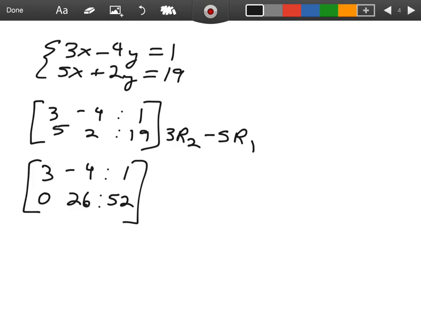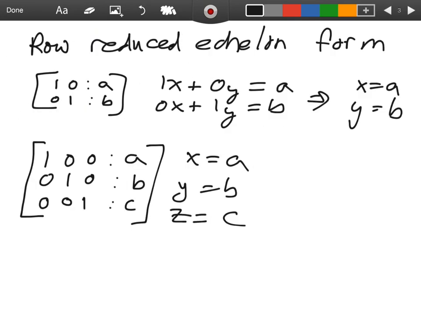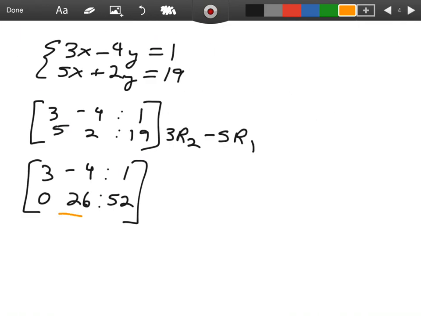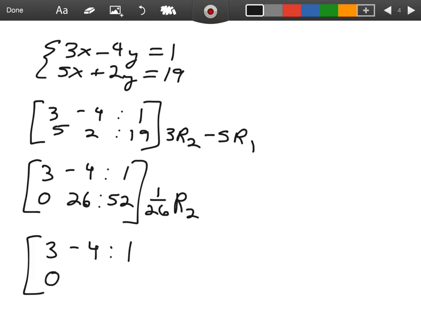Now, if I look back at my row reduced echelon form, I need a 1 in this position, and I have a 26 in that position. How do I get 26 to be 1? Well, I divide by 26, which is the same thing as multiplying by 1 over 26. That gives me the top row staying the same, and the bottom row becomes 0, 1, 2.